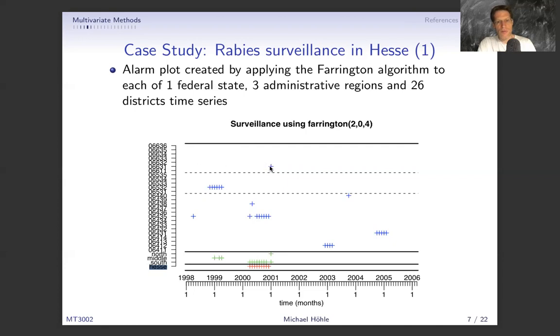You see the blue crosses indicate alarms for the Kreise. Here you have alarms on the Regierungsbezirk level, and here you have the overall. So you see, for example, in the overall, that means you take the time series which happens if you aggregate the number of cases in all the counties, then you see you really have this alarm or outbreak part between 2000 and 2001, more or less in the year 2000. This is using the Farrington algorithm, and we do this on a monthly basis, so 12 months per year. So data here are monthly.